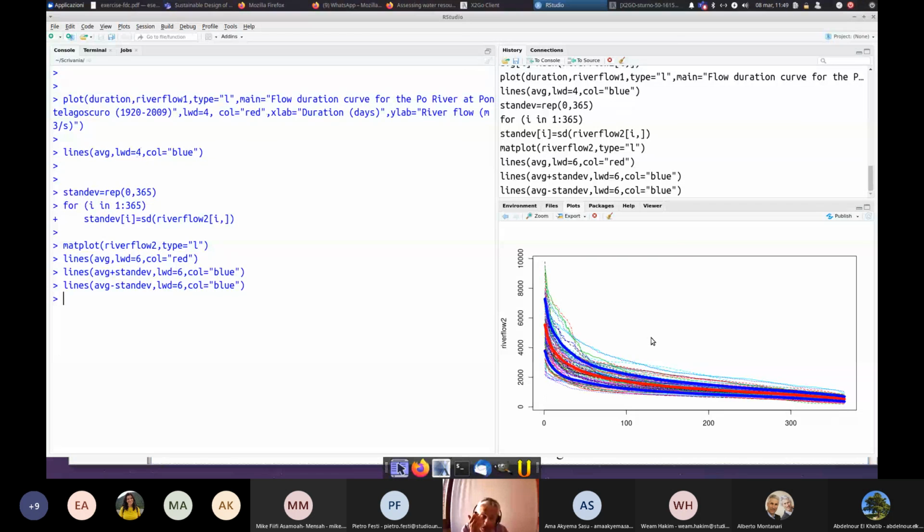And another limitation may be, what if I have only 3 years of data? Can I estimate a flow duration curve? I would say it depends on the purpose of your analysis. 3 years of data is more than zero information. But of course, you have to be aware that with 3 years, there is a lot of uncertainty in the estimate. It depends on the purpose of your application.